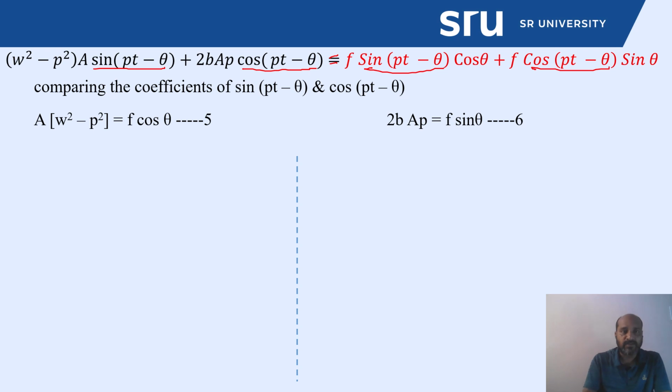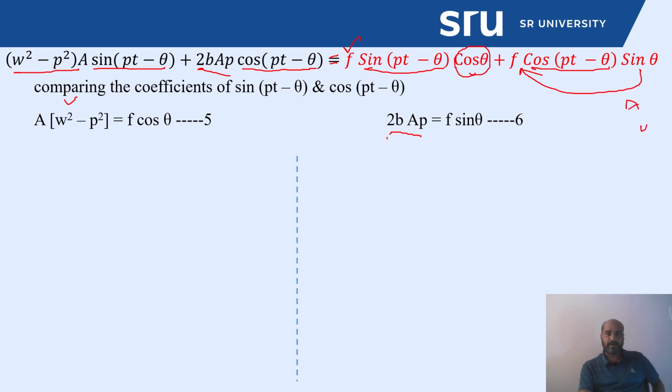If both are equal, what does it mean? The coefficient of sine of (pt minus theta) on the left side, A times (omega square minus p square), will be equal to what? F cos theta. Similarly, the coefficient of cos of (pt minus theta) on the left side is 2bAp, and on the right side it is F sin theta. So we just compared the coefficients on both sides. Now we'll try to solve them because our aim is to find A and theta.